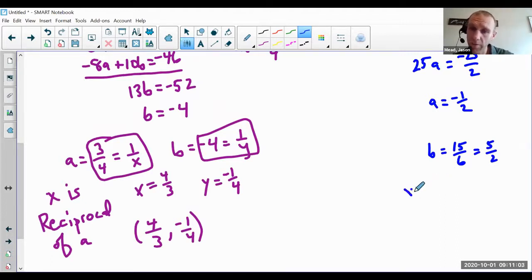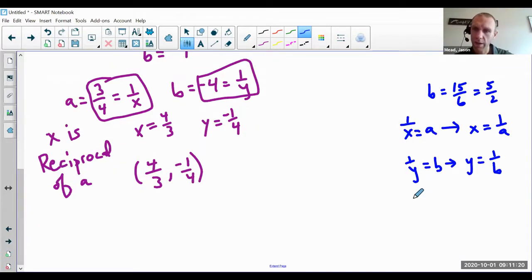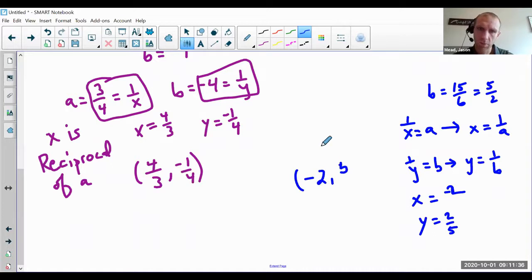So remember I have to solve for x and y. 1 over x equals a, which means that x is 1 over a, so I can flip the top and bottom. 1 over y equals b, which means that y equals 1 over b, so I can flip the top and bottom. So if I want x, I take negative 1/2 and I flip it, so I get negative 2. Y, I can flip this and it becomes 2/5. So my answer is negative 2, 2/5.